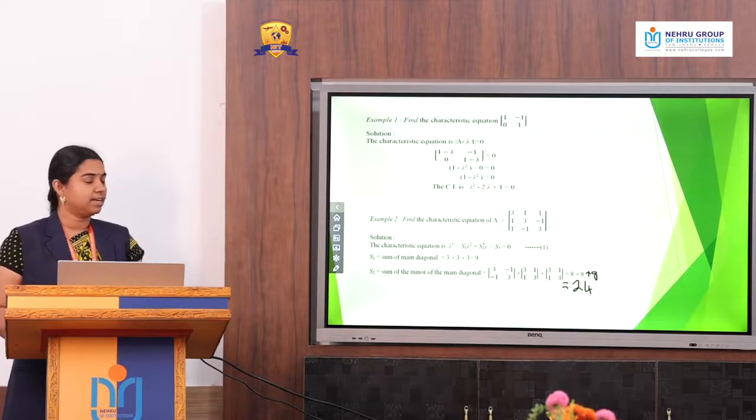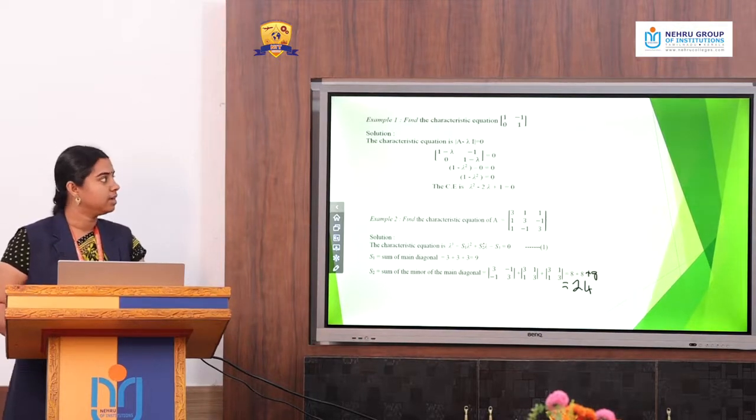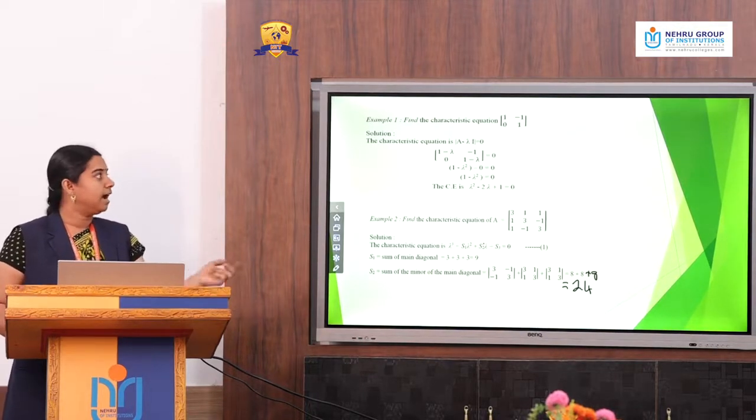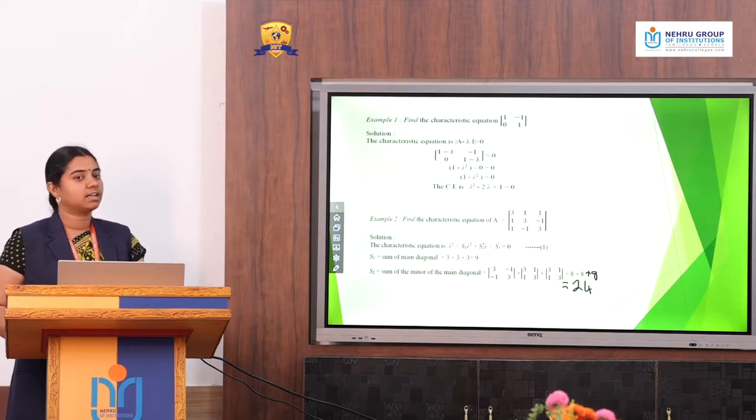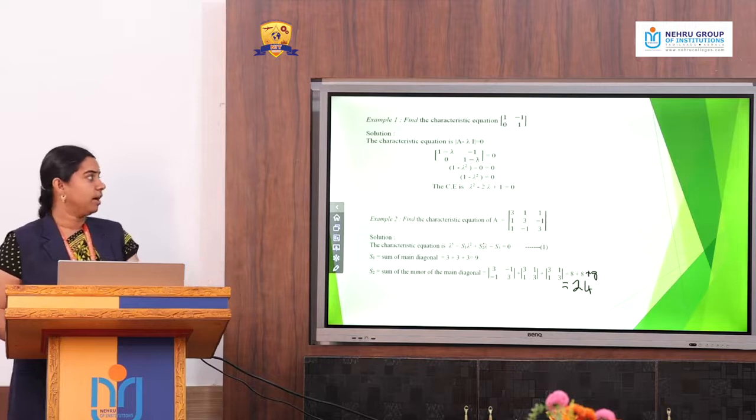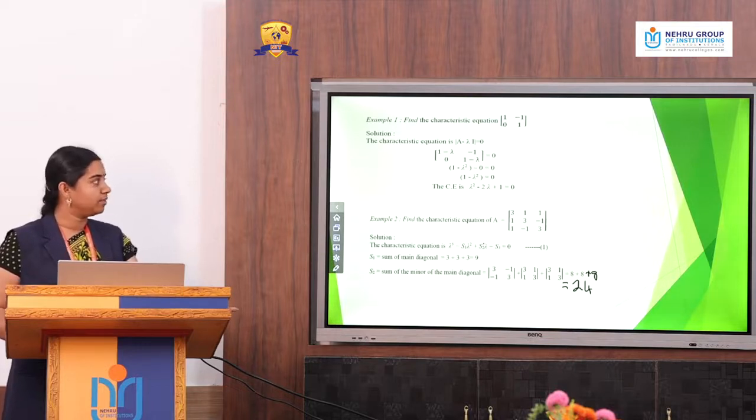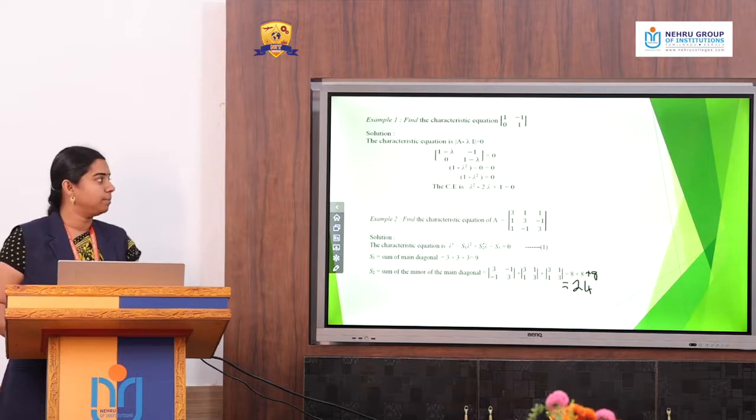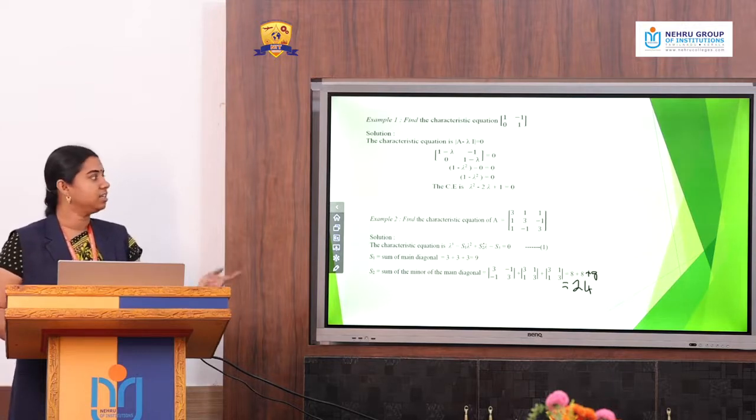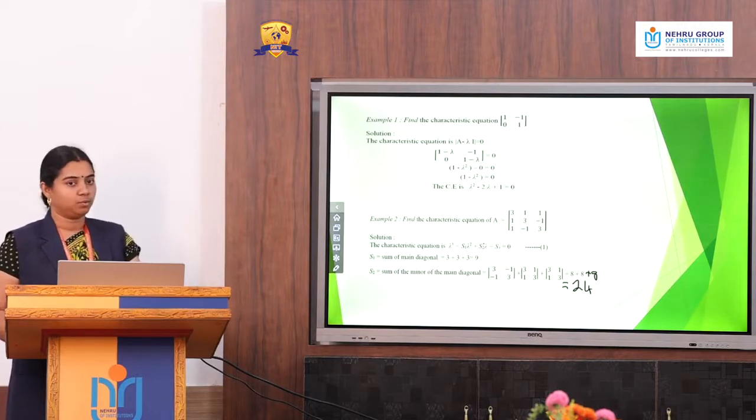If we apply the condition determinant of A minus lambda I equal to 0, in place of A we take the given matrix 1, minus 1, 0 and 1, and lambda is a scalar, considered like a variable, and I is the identity matrix. Applying the condition, we get 1 minus lambda, minus 1, 0, 1 minus lambda equal to 0. We find the determinant value and automatically get the characteristic equation lambda square minus 2 lambda plus 1 equal to 0.